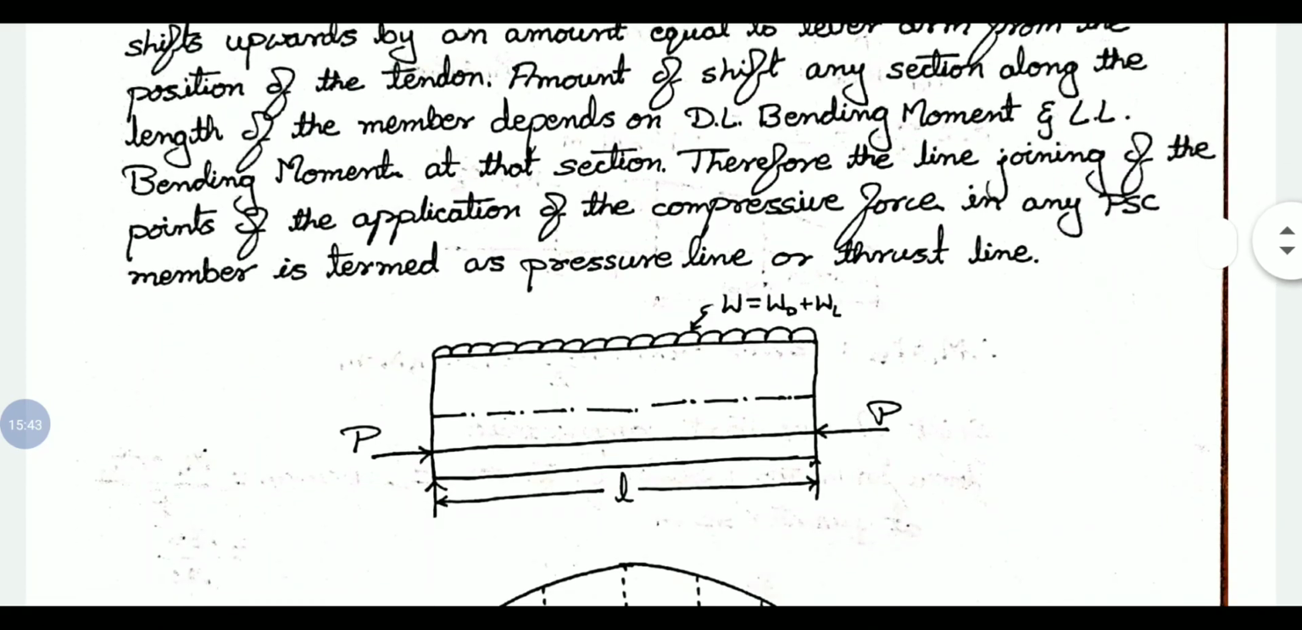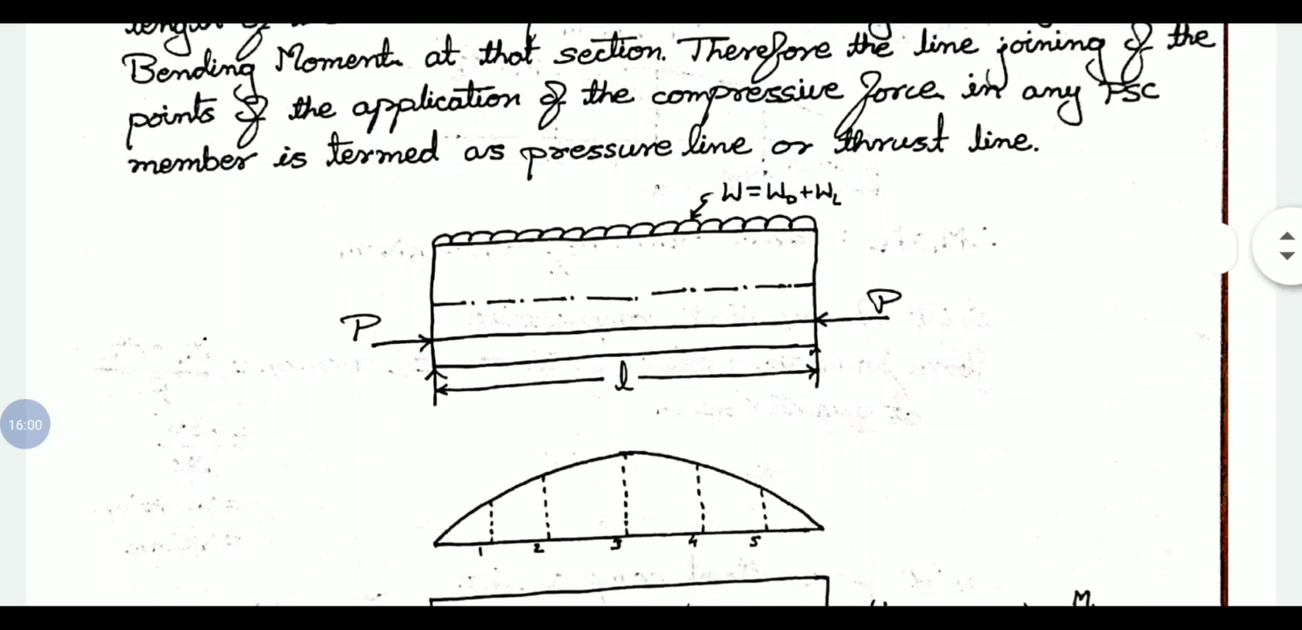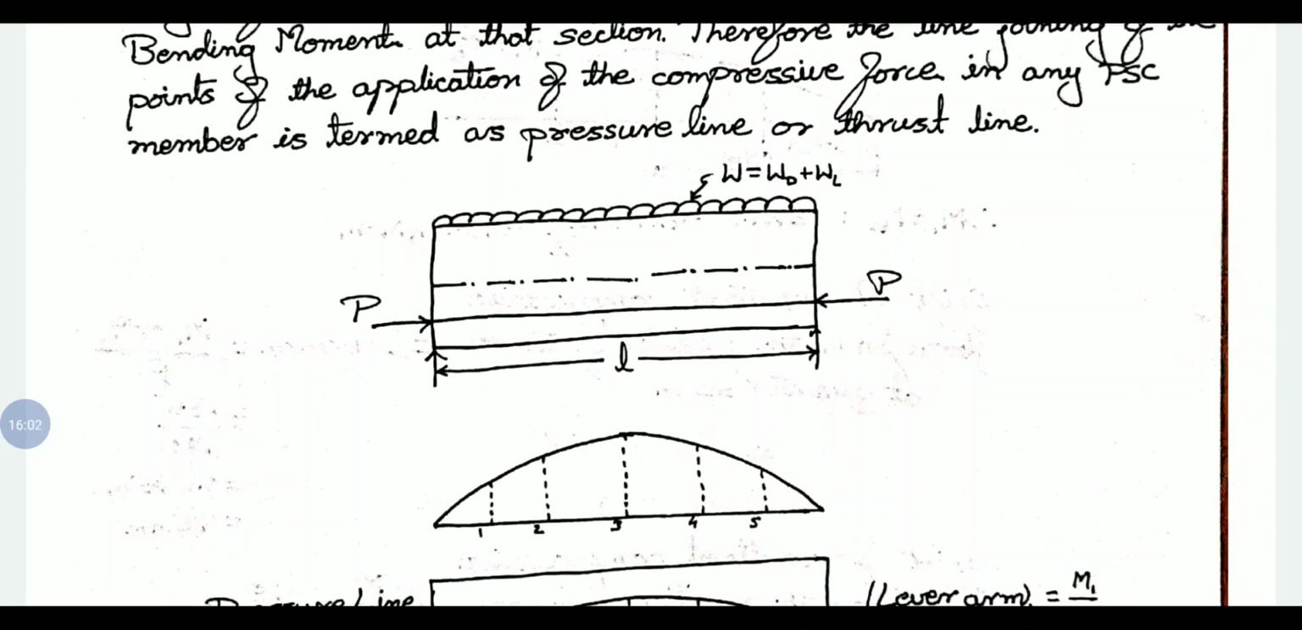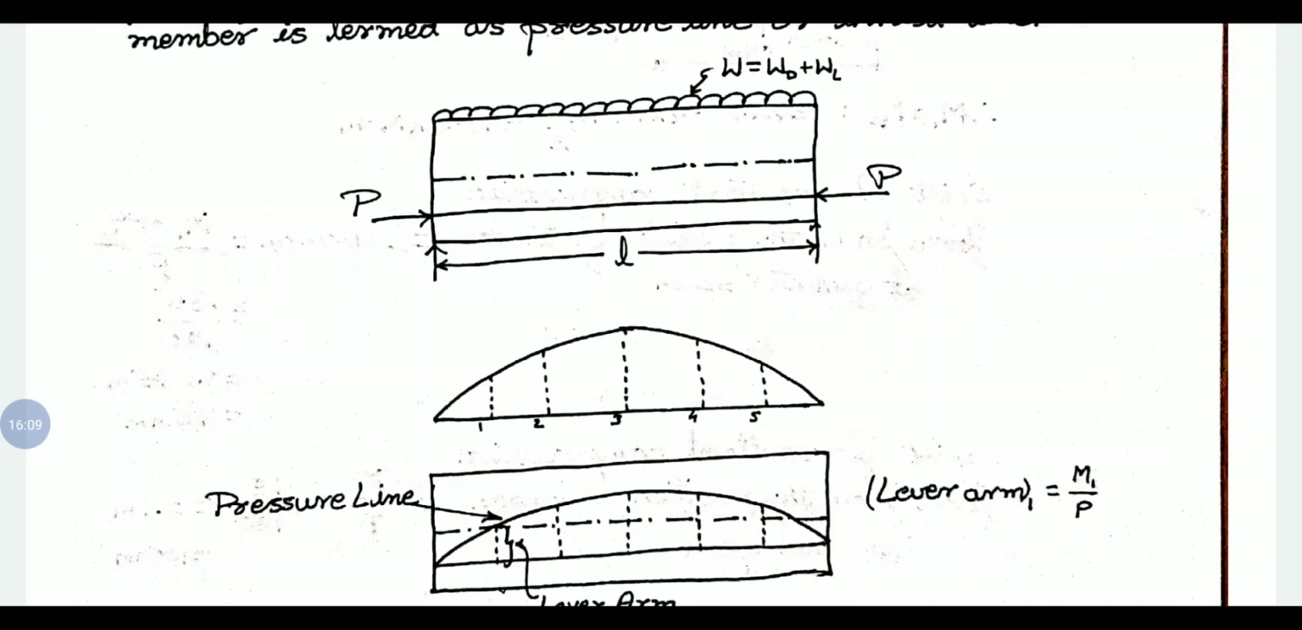So in the figure you can observe P is the prestressing force. Before applying W, that is dead load and live load, the compressive force will act at the level of P only. But when you apply W, that is dead load and live load, you get a curve like this. At points 1, 2, 3, 4, 5, we have different points.